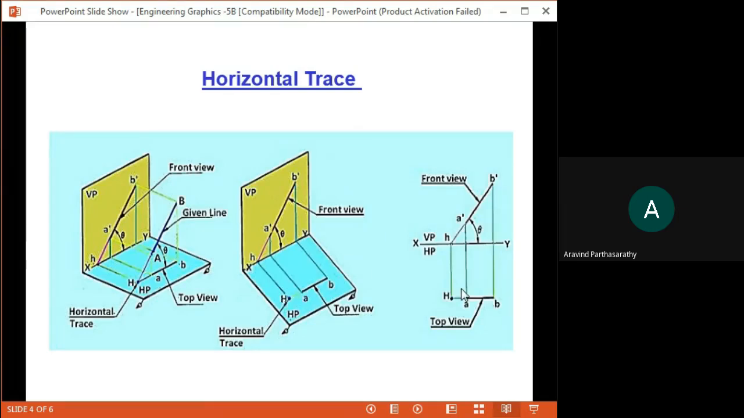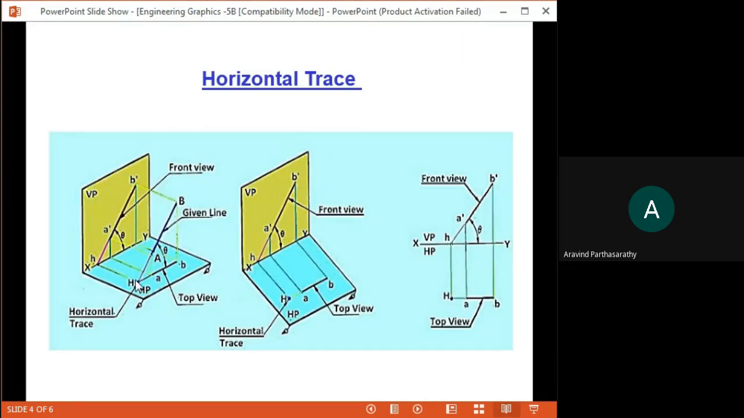When we draw on a paper or sheet, you draw the XY line and also the front view and top view. You can see this H point, this dotted point, capital H, is the trace, or horizontal trace. What is meant by trace is the starting point of the line. When a line is extending to a point, that point is the trace.